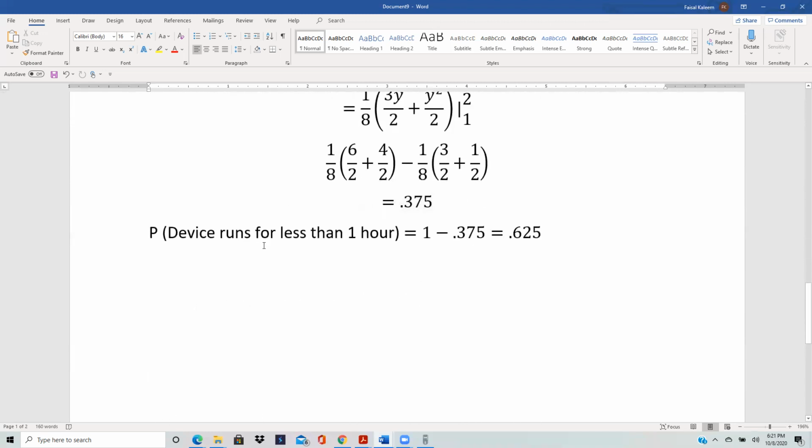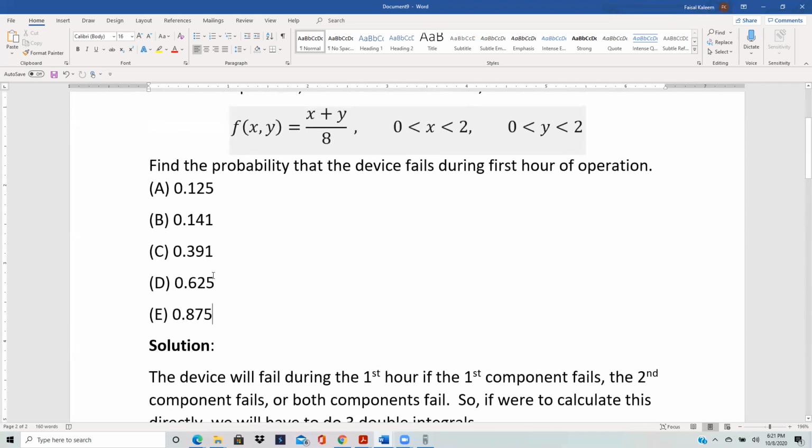So the probability that it runs for less than 1 hour will be the complement of that. So that's 0.625, which is choice D.